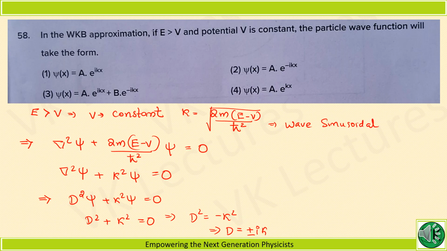So the wave function will be psi equal to a e to the power ikx, which moves in the positive x direction, plus some b into e to the power minus ikx. So plus ikx and minus ikx. So the option is option 3.